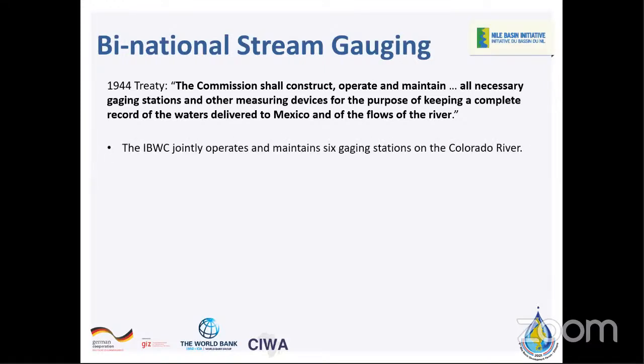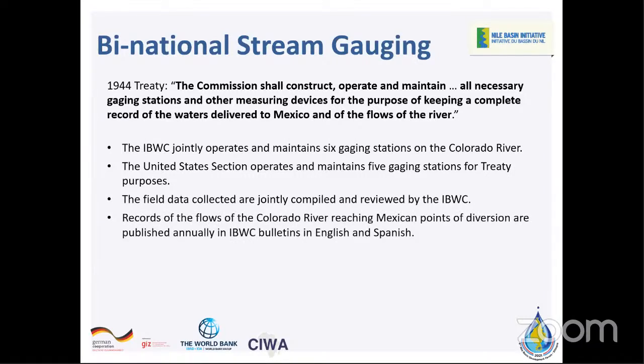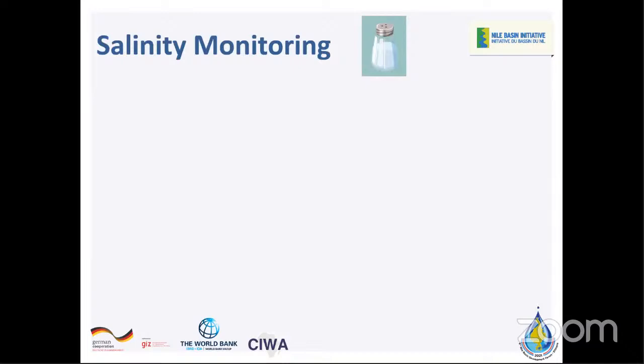The IBWC, they jointly operate 6 gauging stations on the Colorado River. The US operates an additional 5 stations for the treaty purposes. Then the data is jointly collected and compiled and reviewed by the IBWC. And then every year their reports are published in both English and Spanish to make sure that's all publicly available.